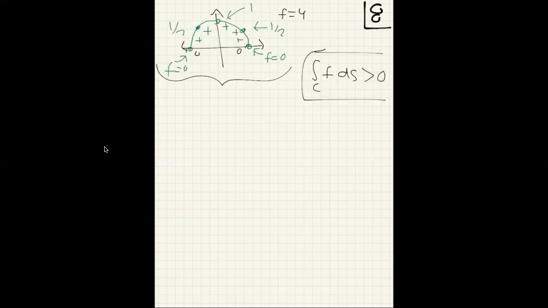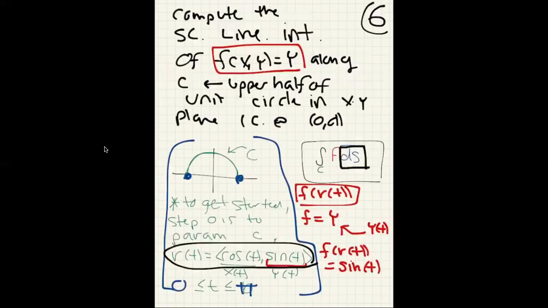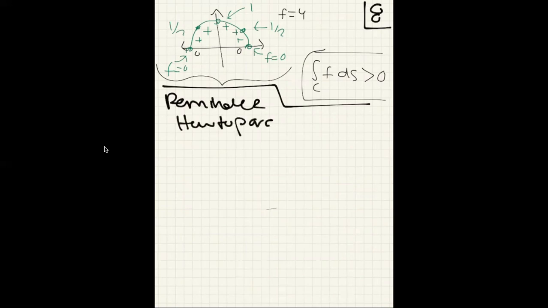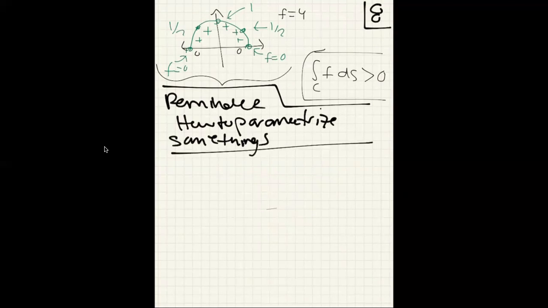Cool. So I just want to remind you, because one thing that we had to do in this problem was to find the parameterization. And it has been a while since we've done parameterization, so I just want to remind you how to do some of the most basic parameterizations. I'm just going to show you 2 of them. So this is a reminder how to parameterize some things. These are going to be some standard objects.